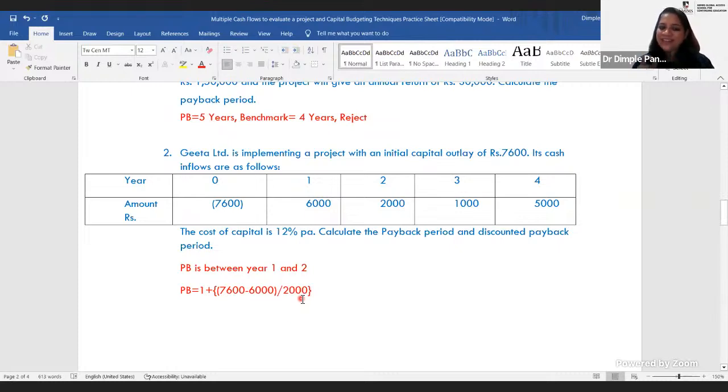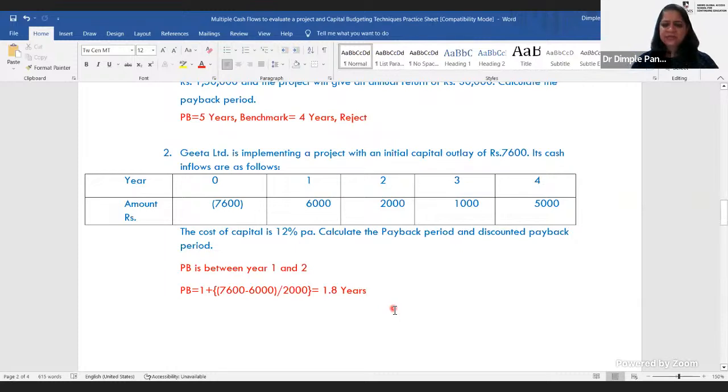So that you will get the exact payback period, exact month, days, whatever you're looking at. How long will it take for you to recover your initial investment? So your answer is going to be between 1 and 2. How much is to be recovered from the second year? 1,600. From where will you recover? 2,000 rupees. So how much is 1,600 divided by 2,000 rupees? So that is 1 year, 1.8 years is the answer, right? 1.8 years is going to be your answer.